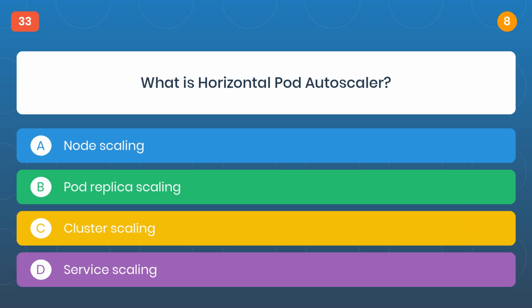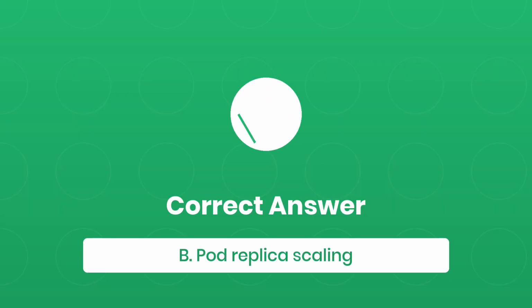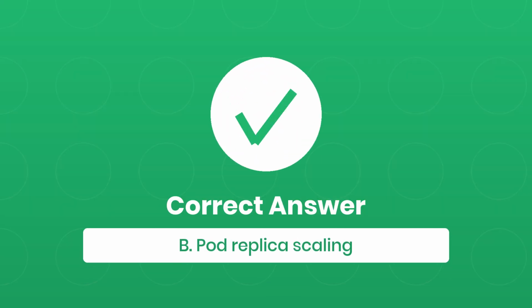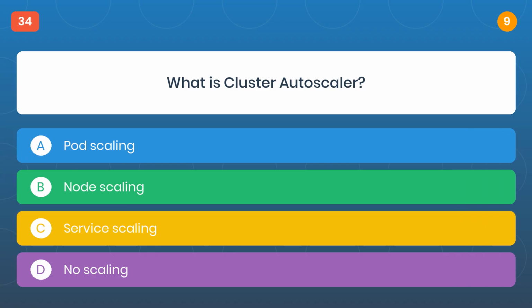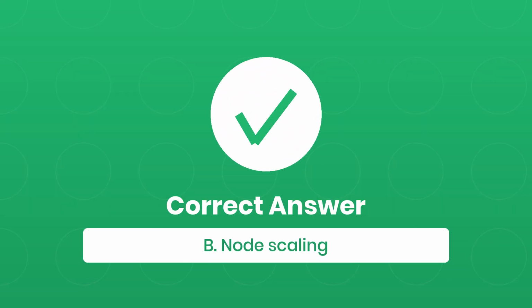Question 33. What is horizontal pod autoscaler? The correct answer is B, pod replica scaling. Question 34. What is cluster autoscaler? The correct answer is B, node scaling.